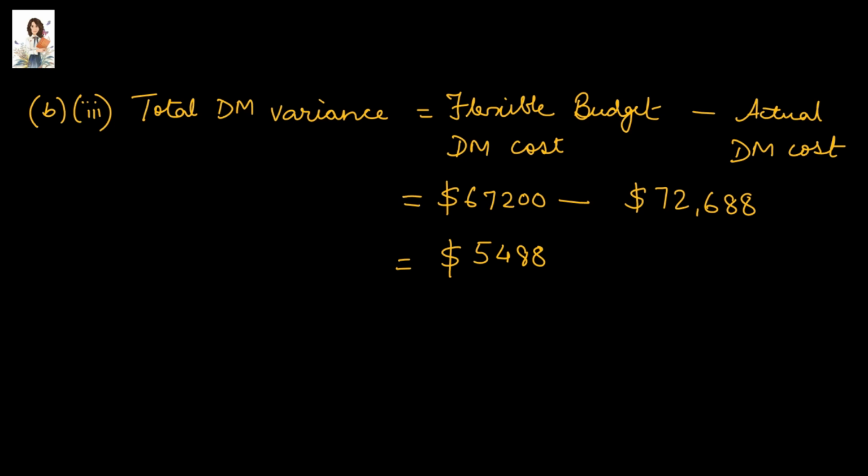But is this variance favorable or adverse? The company had estimated that the flexible budget direct material cost would be $67,200, but the actual direct material cost is $72,688, which means that the cost is higher than estimated. And therefore, this $5,488 is an adverse variance which will be shown by the letter A in brackets.